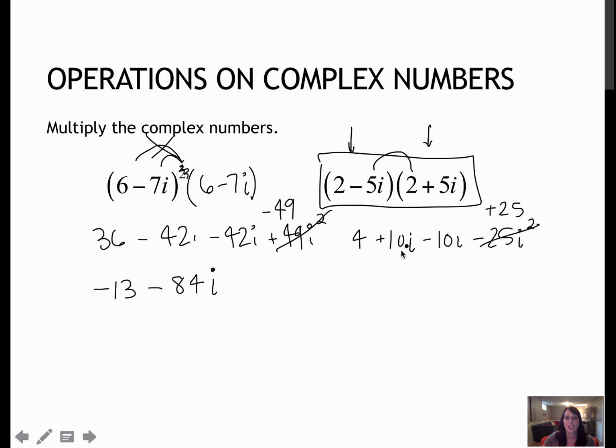So what's happening? The 10i and the negative 10i will cancel, and that will always happen when you have a complex conjugate. And notice that there's no more imaginary value at all. I have a 4 and I have a 25, so my solution is 29, or 29 plus 0i if necessary. Really just the 29 is all that's really required there. This will come into play with division in just a moment.